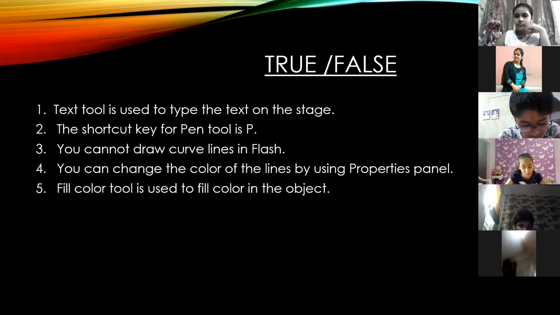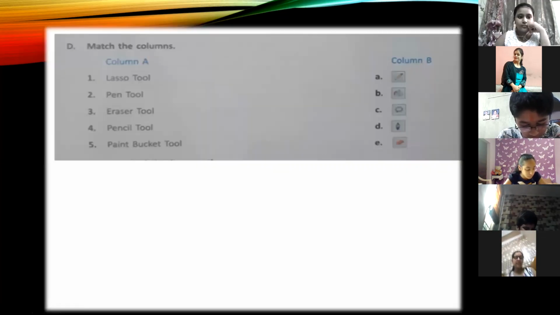So coming upon to the next exercise, match the columns. Here we have the different tools given to us along with their icon. So we will be discussing the correct answers. Let's ask this answer to Suhana. Lasso tool. Ma'am, C part. Lasso tool, C part. Pen tool, Suhana. Ma'am, D part. Right. Lasso tool is your C part and the pen tool is your D part.